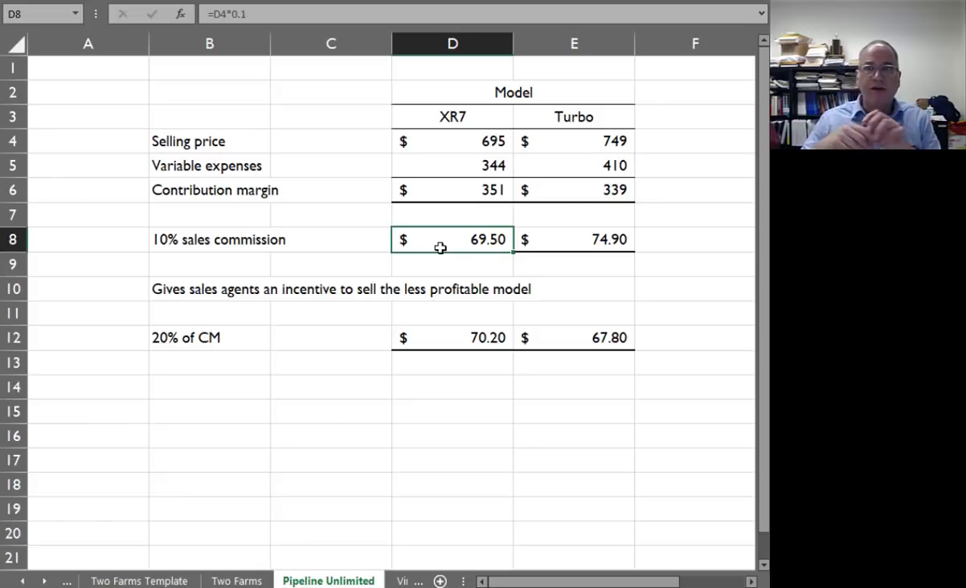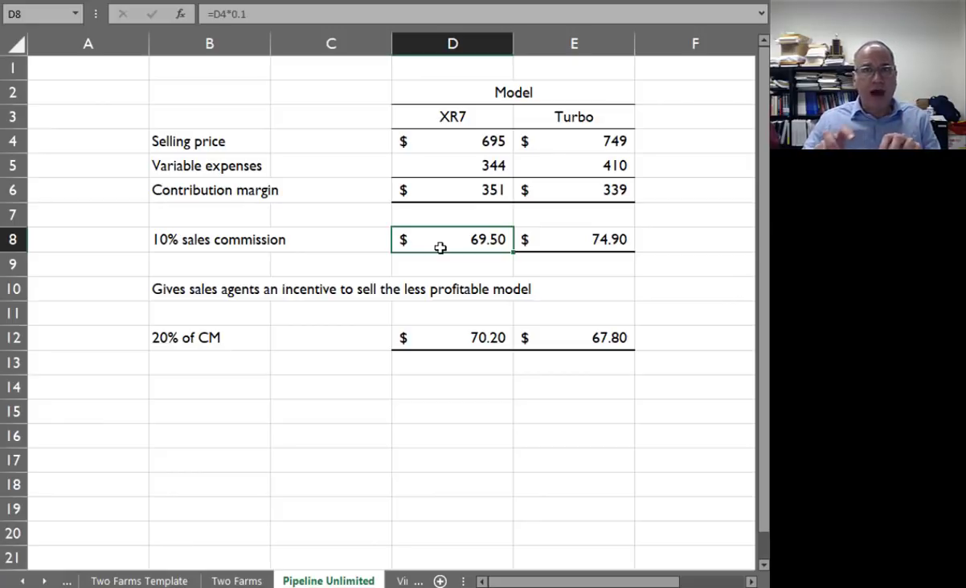The salesperson's better off, you're a little worse off. So it may make more sense to give sales agents an incentive based on which model is more profitable, and that would be to focus on contribution margin. Why wouldn't you just focus on profit?